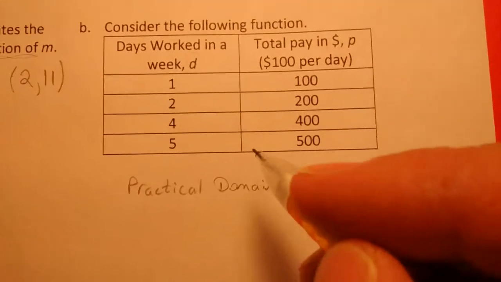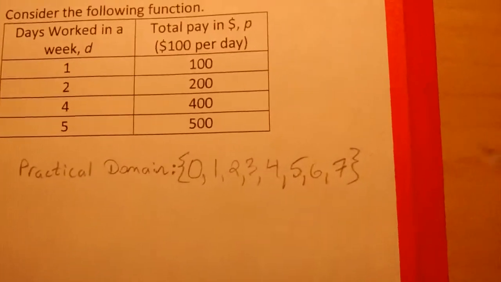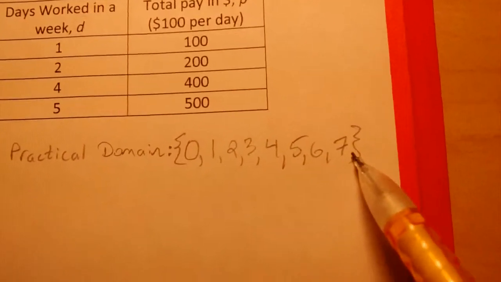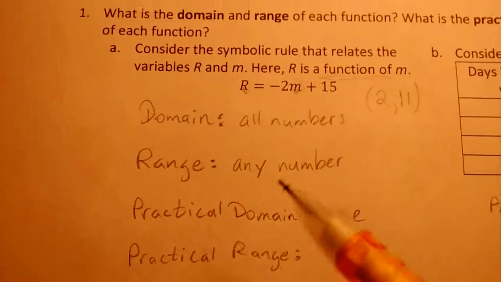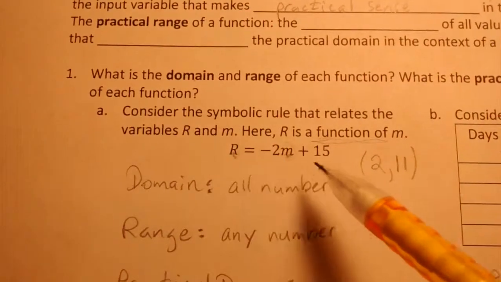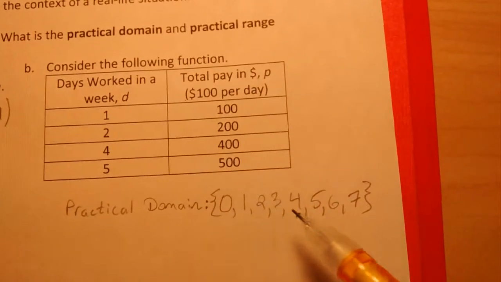That's it. And when we list out numbers, we like to use these squiggly brackets, which really means a collection or a set of numbers. So there's my practical domain. You see how it's different from this one? There is no contextual real-life situation, so there is none. Here there is, and so we can actually list those out.